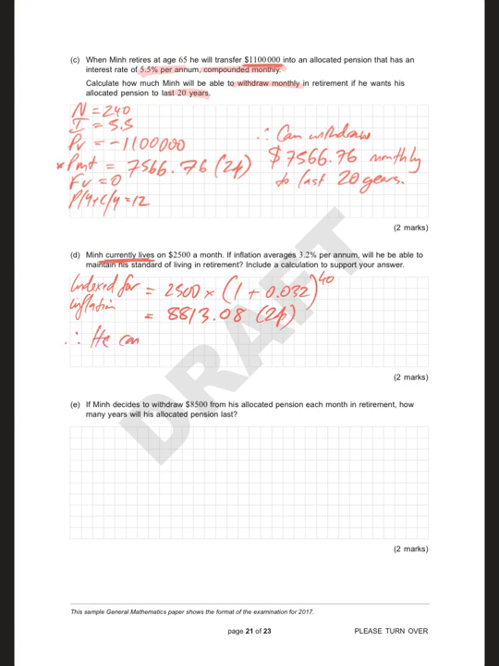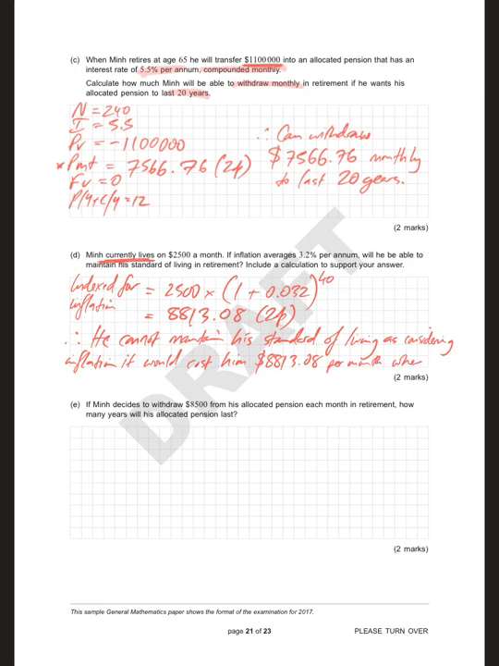Therefore, he cannot maintain his standard of living, as considering inflation, it would cost him $8,813.08 per month when he can only withdraw $7,566.76 per month. So you can't maintain it based on the working out that we did previously.